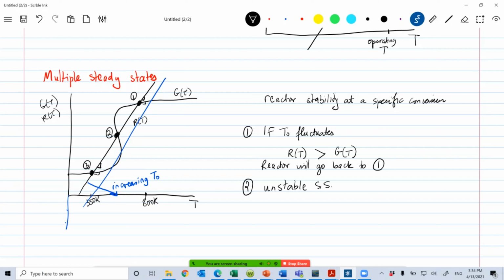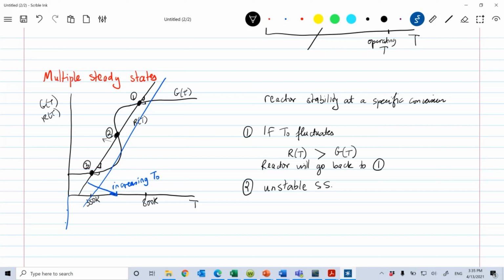So any fluctuation in temperature will move it. If the fluctuation in temperature is an increase in T naught, it's going to go up all the way until it reaches T1, point 1. But if the fluctuation is making T naught go, or R of T go this way, it's going to actually go down to point 3. So you can have a system where you're operating at an unstable steady state. Well, the idea is you won't be operating at an unstable steady state, but if you were to be at one temporarily, the reactor is going to adjust itself, either give you high conversion or low conversion, because this is your G of T curve. That's based on conversion.